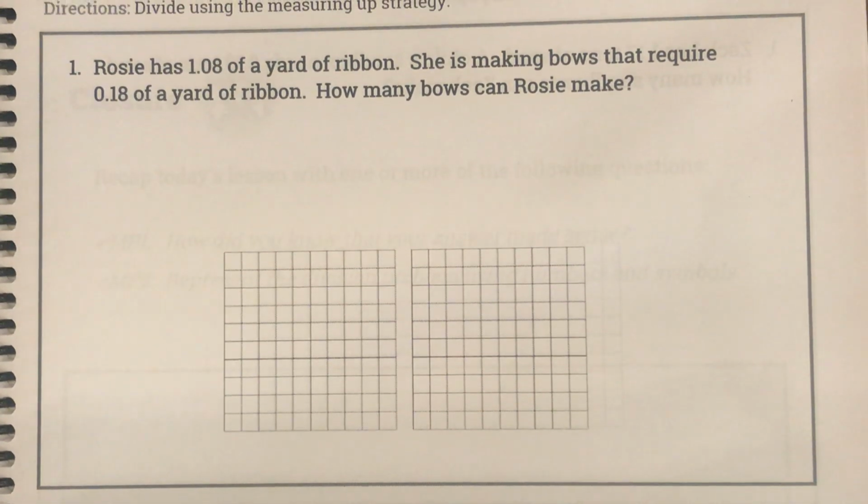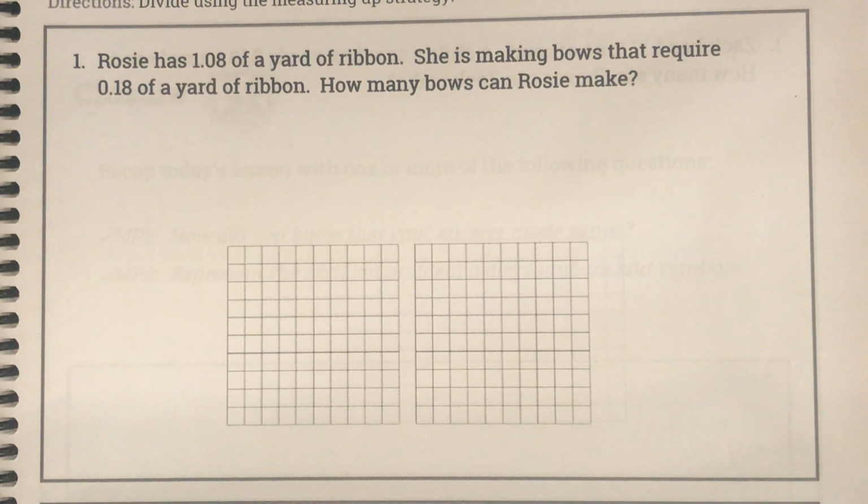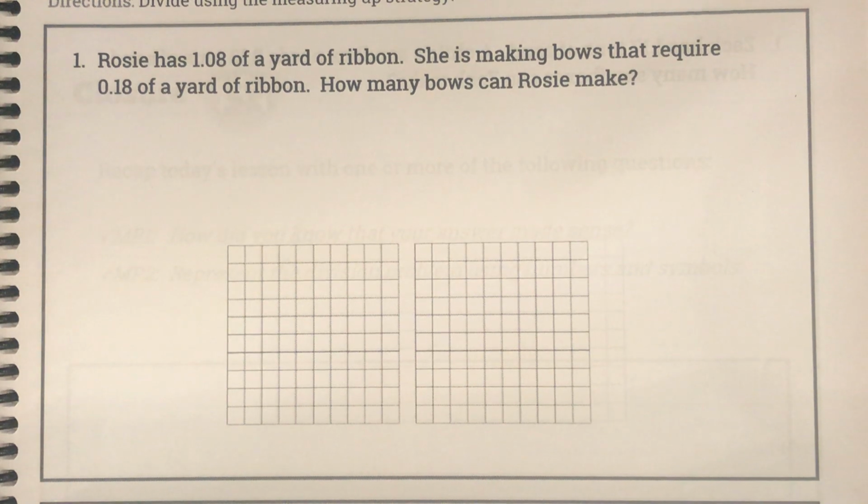Okay, here's our first problem. It says, Rosie has 1 800th of a yard of ribbon. She's making bows that require 0 1800th of a yard of ribbon. How many bows can Rosie make?